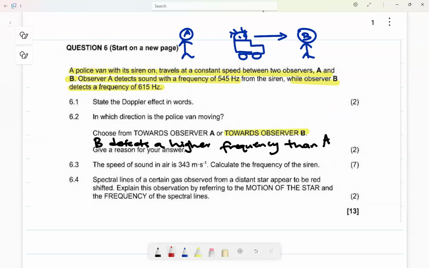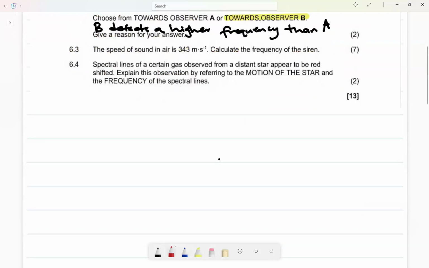The speed of sound in air is 343 meters per second. Calculate the frequency of siren. Now here we want to calculate the frequency of the source. So what will we do? We'll say 6.3. We'll need to use simultaneous equations. Why? Because it is 7 marks.